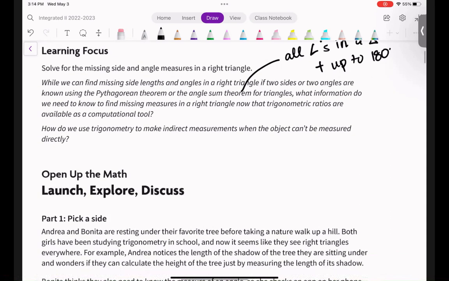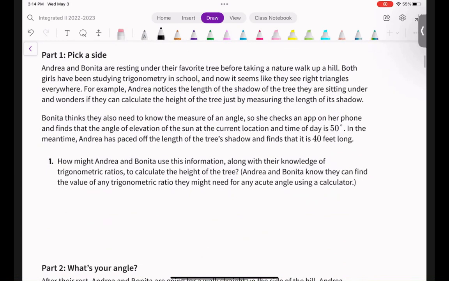Okay, so it says pick a side. Andrea and Bonita are resting under their favorite tree before taking a nature walk up a hill. Both girls have been studying trig in school, and now it seems like they see right triangles everywhere. For example, Andrea notices the length of the shadow of the tree they are sitting under and wonders if they can calculate the height of the tree just by measuring the length of the shadow.